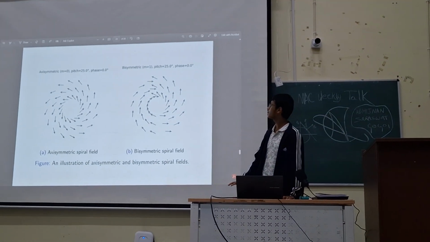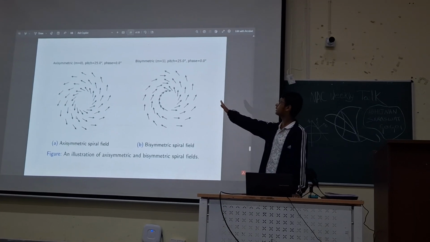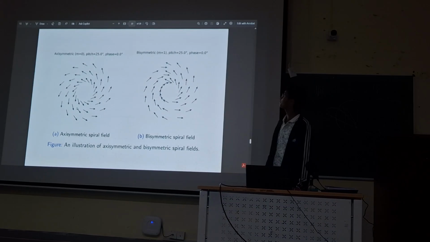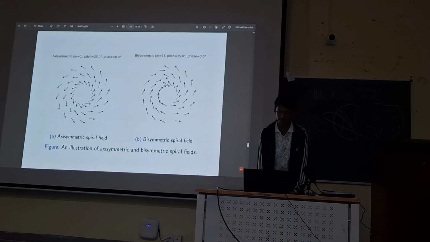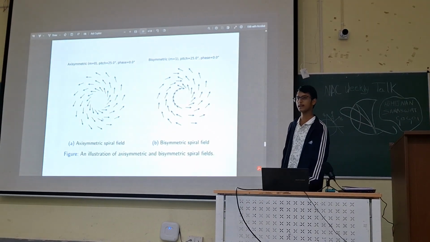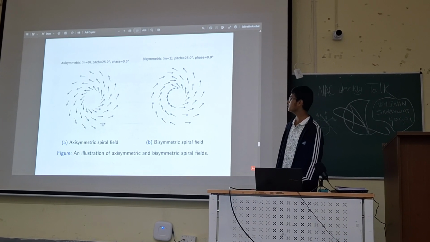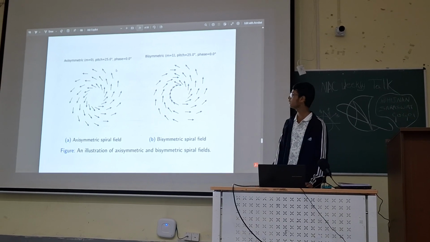So you can see that the magnetic field is making a constant angle with this tangent. Okay. And the pitch angle which we have chosen here is 25 degrees for this one. And the strength of the magnetic field at each of these points is the same. So this is the axisymmetric spiral field.